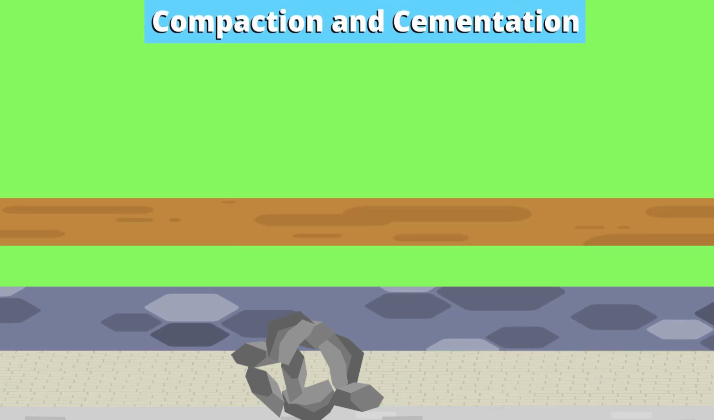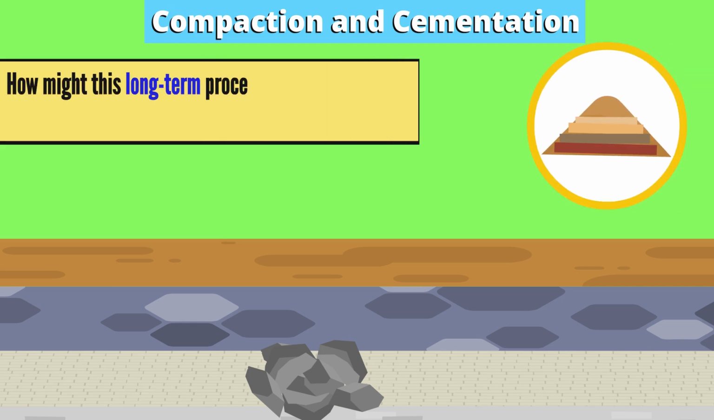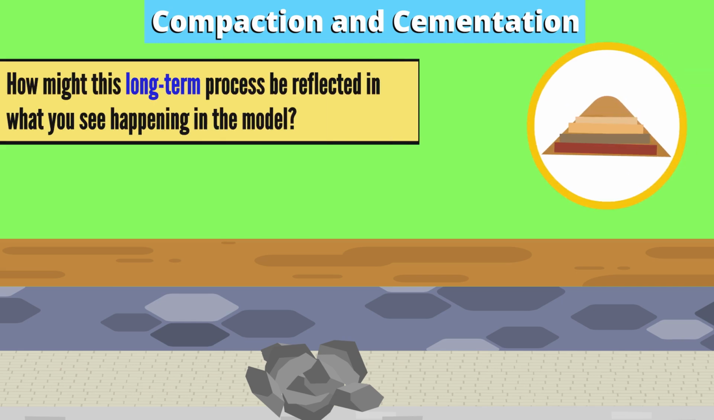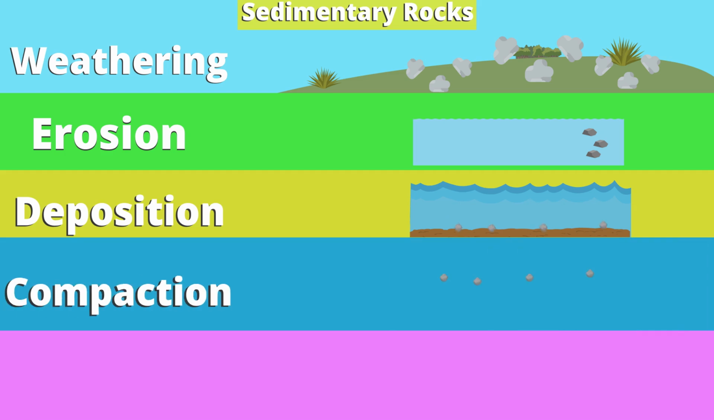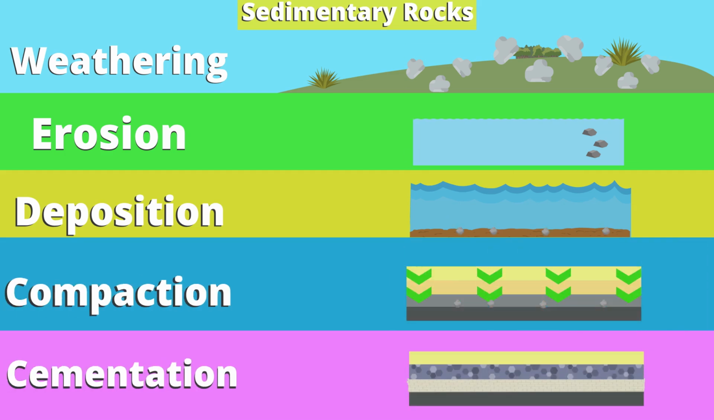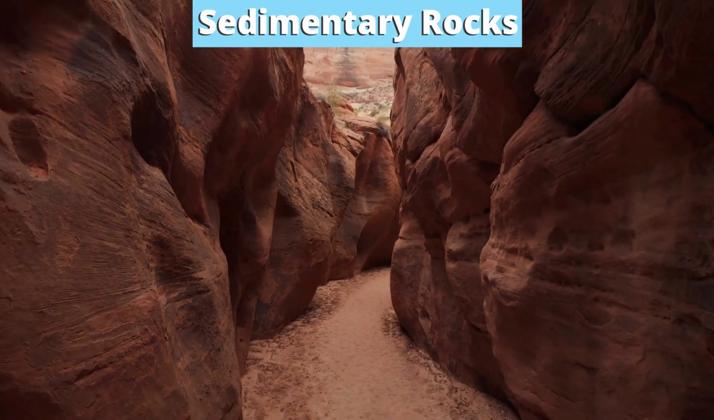Compaction and cementation. Over many years, sediments get buried by more layers, squeezing them together until they harden into rock. How might this long-term process be reflected in what you see happening in the model? Consider these insights. How does this model help us understand the long process by which sedimentary rocks are formed from weathering, erosion, deposition, compaction, and cementation? Can you think of examples where sedimentary rocks have been exposed and weathered, revealing layers that have been formed over many years? Let's take this discussion further.